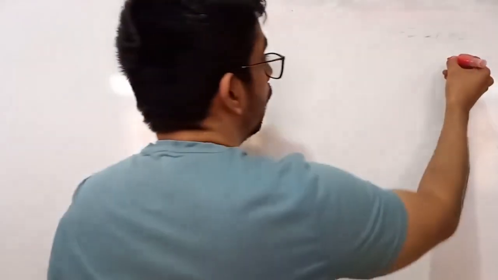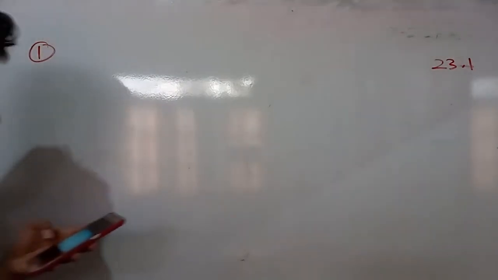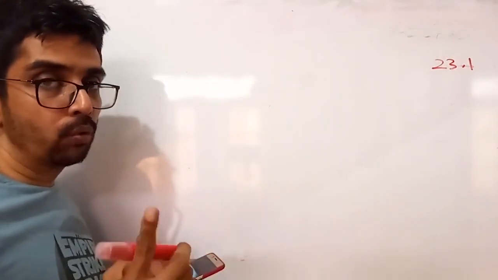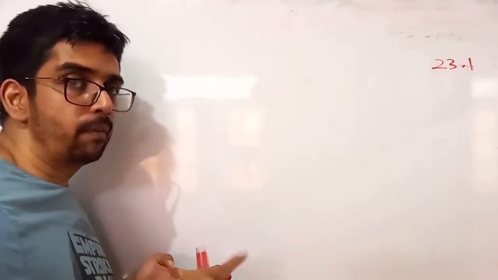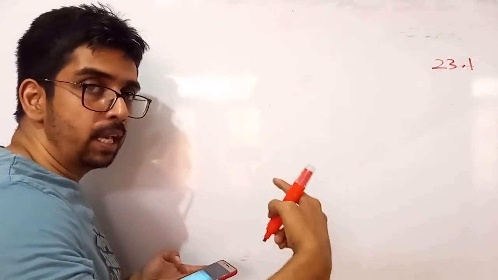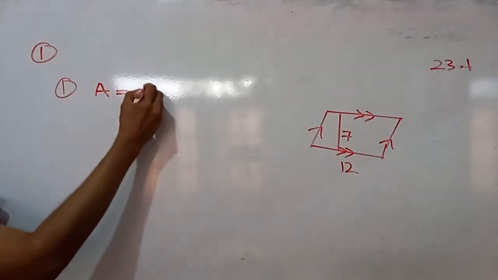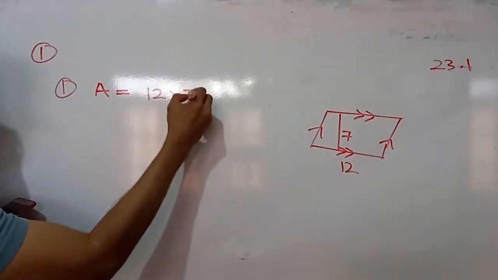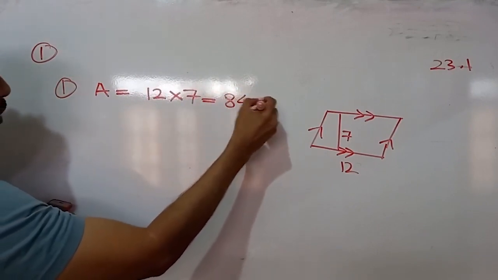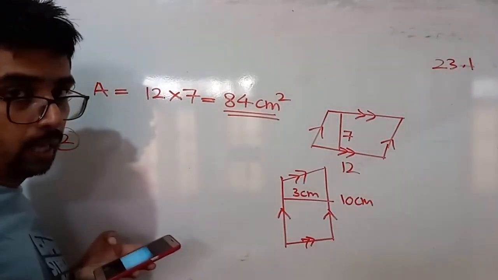Exercise 23.1 of grade 9. Find the area of each of the parallelogram given below, right? So we know how to calculate the area of a parallelogram, right? How do we do that? Base into perpendicular height. So area is what? Base into its perpendicular height. 12 times 7, that is what? 84 square centimeters. Kindly refer to the textbook.